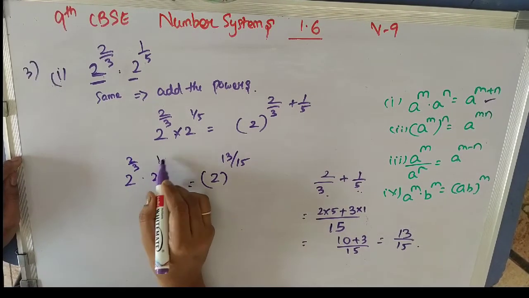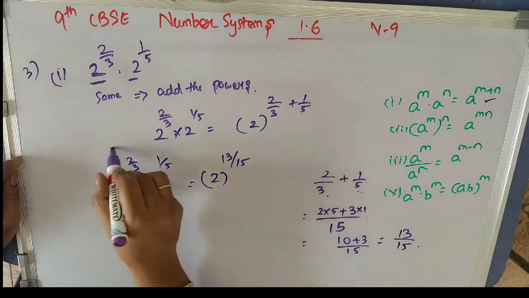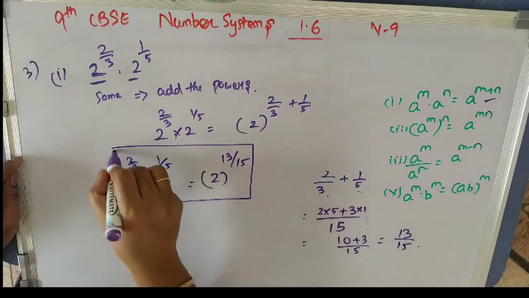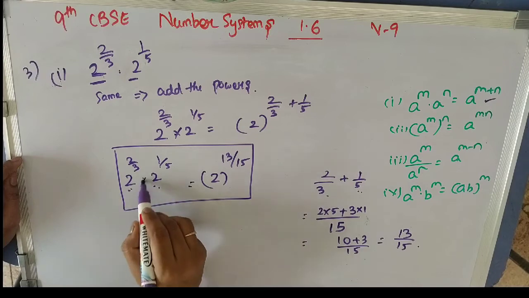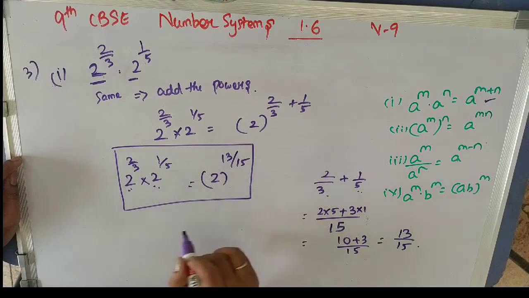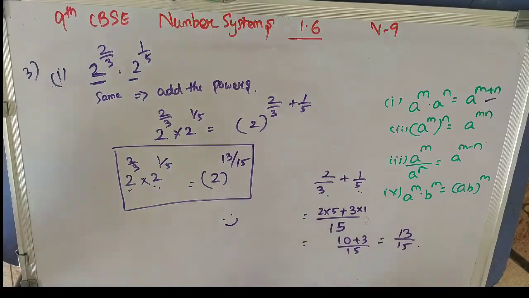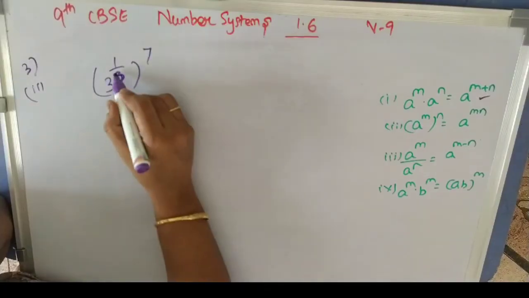So here 2 is common in the multiplication, so we are adding the powers. This is the law of exponent number 1. Okay, are you clear with this? Are there any doubts? Okay, now let's go to the second problem.